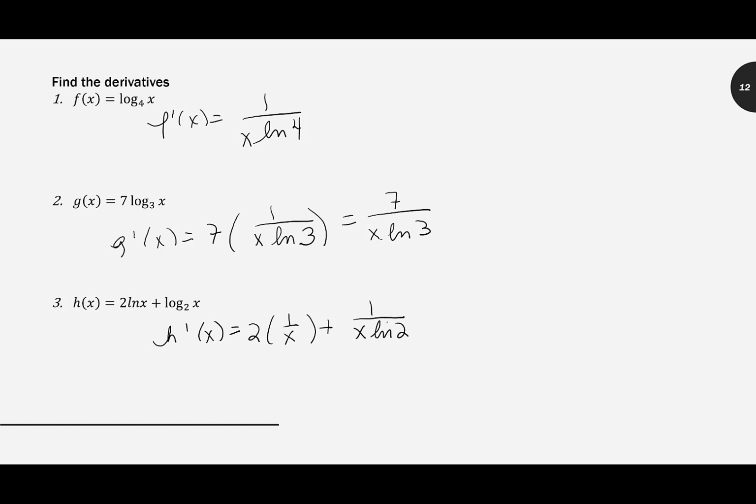You should see this consistency that all of the logs start with 1 over x. If it has a base, then I'm going to attach the base to it, the natural log of 2 in this case. And if it was ln, I don't have to do that. We can finish this up a little, just put the 2 on the top, so I have 2 over x plus 1 over x ln of 2.